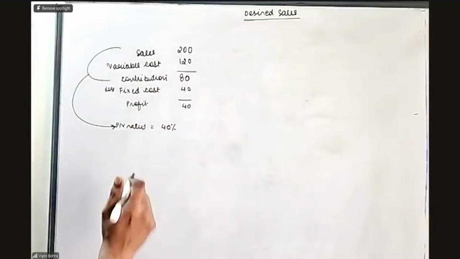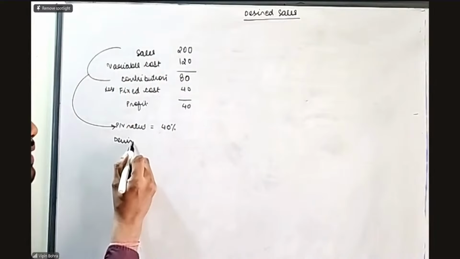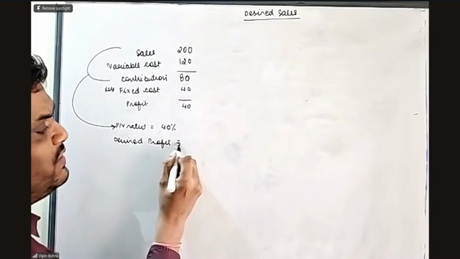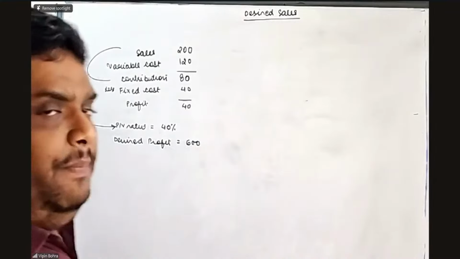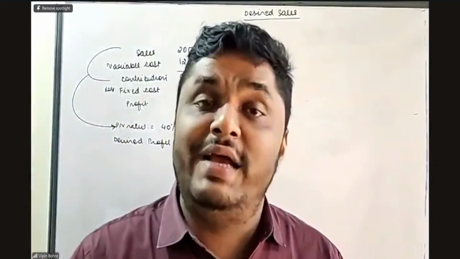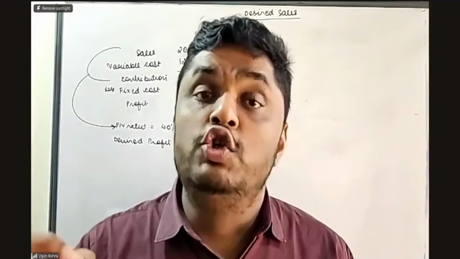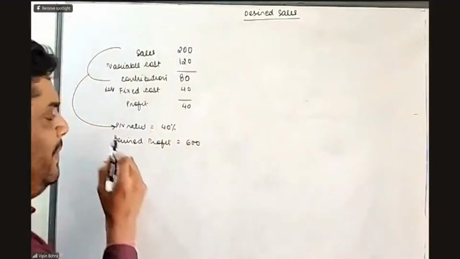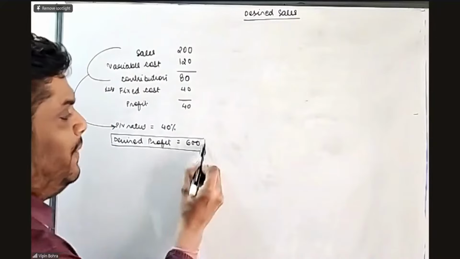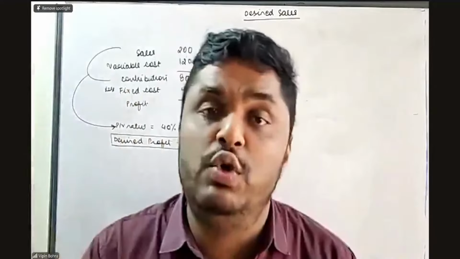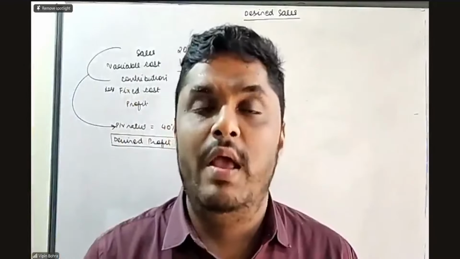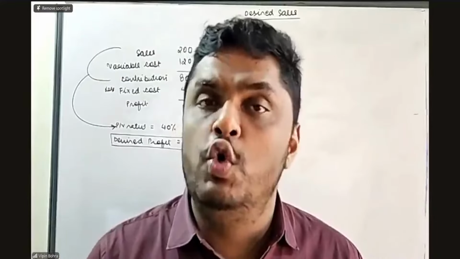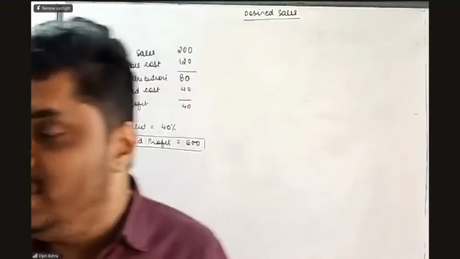Now let's say on a fine day, I decide that I want a profit of at least rupees 600. I repeat again, on a fine day, I decide that at least I want to earn a profit of 600. So how much sales should we do to earn a profit of 600? I want to earn 600 rupees. Can you guys tell me?